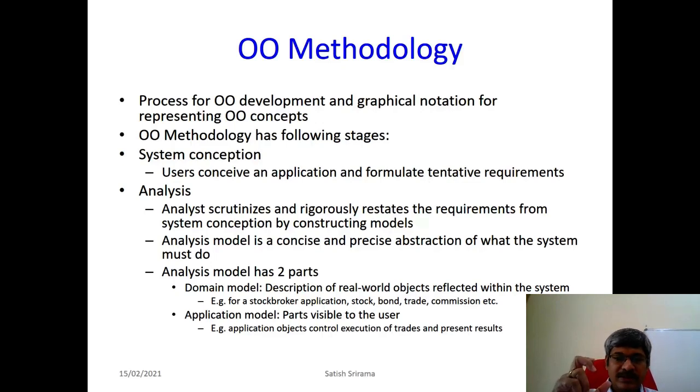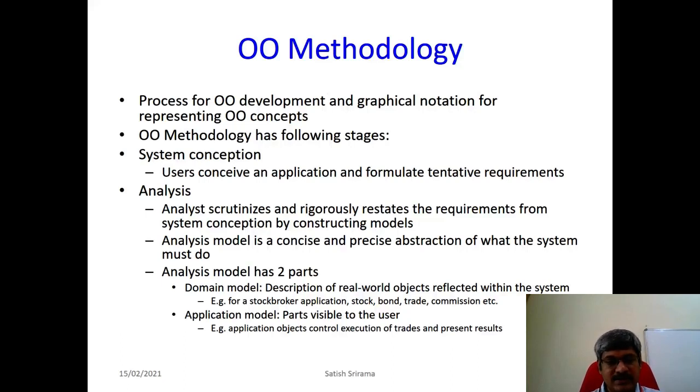Once this basic application has been thought about and the requirements are charted, then comes the actual analysis. The analyst scrutinizes and restates the requirements from the system conception, which is from the earliest stages, and then constructs the models. And what are these models? An analysis model is a concise and precise abstraction of what the system must do. So we are trying to get this precise abstraction. That's about object oriented methodology.